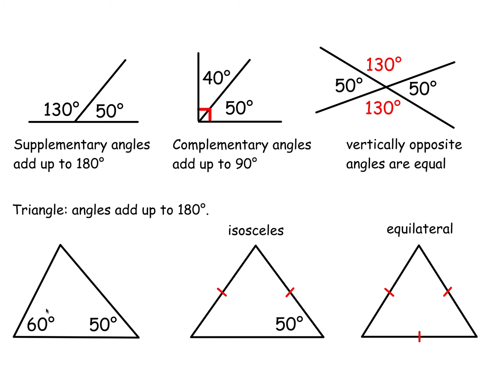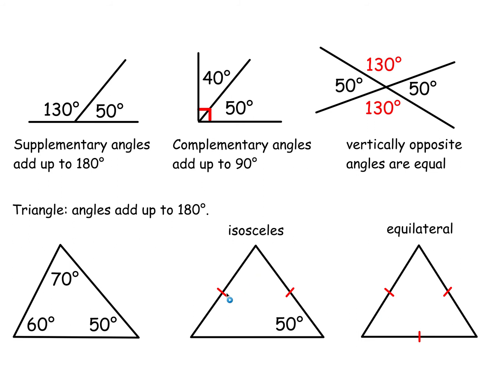In the triangles, the angles add up to 180. That's 60 and 50. The missing angle, 70, makes the triangle up to 180 degrees. This has three different sizes of angle. It has three different sizes of side. So no equal angles, no equal sides. The 70 degrees is the biggest angle. Opposite to it is the biggest side. 50 degrees is the smallest angle. Opposite to it is the smallest side.